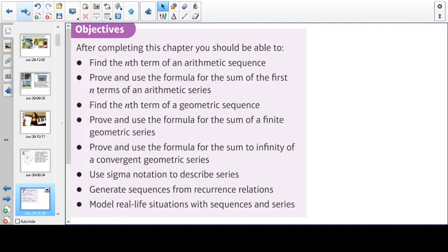Okay, so these are what we need to be able to do. We need to be able to deal with arithmetic sequences. We need to be able to deal with geometric sequences. So those two are specific types of sequences. And in this set of videos, we're going to look at arithmetic sequences. And in the next set of videos, we're going to look at geometric sequences. We're also going to look at infinite sequences, finite sequences. We're going to be able to add up terms in sequences, and we're going to be using sequences in real life problems.